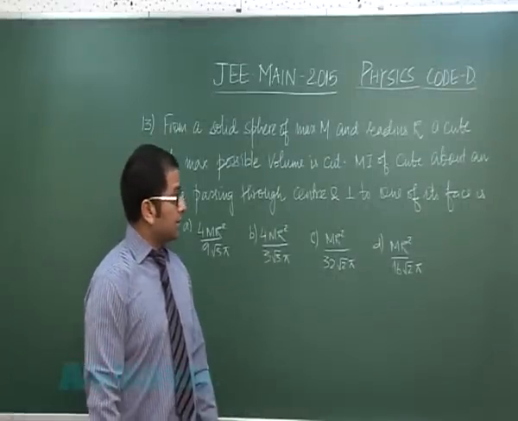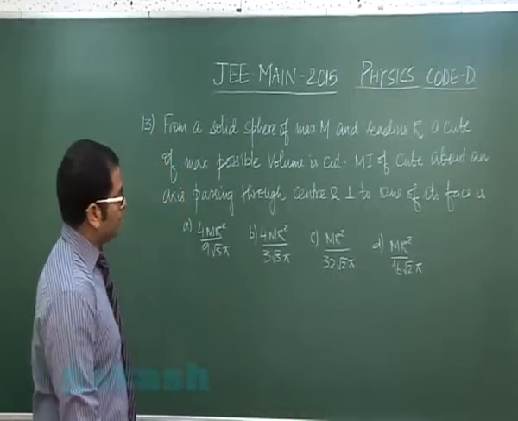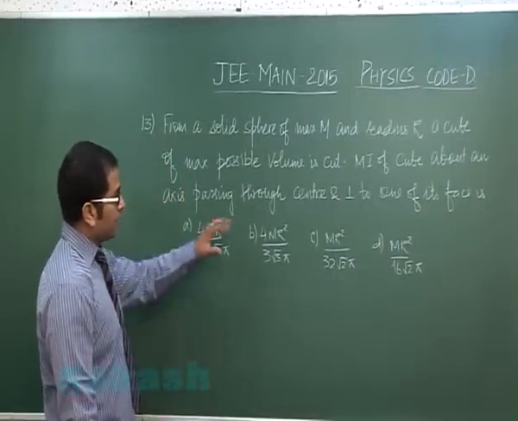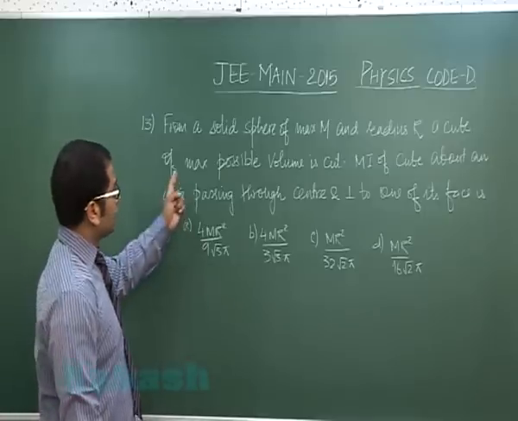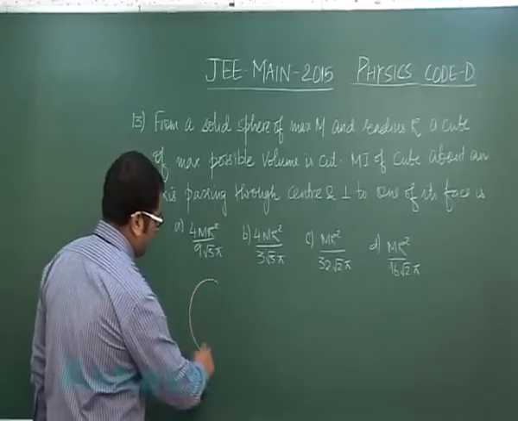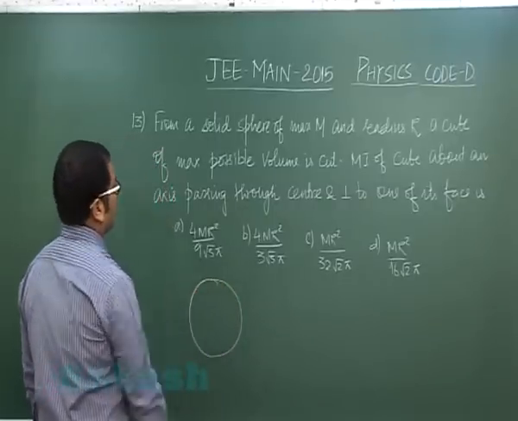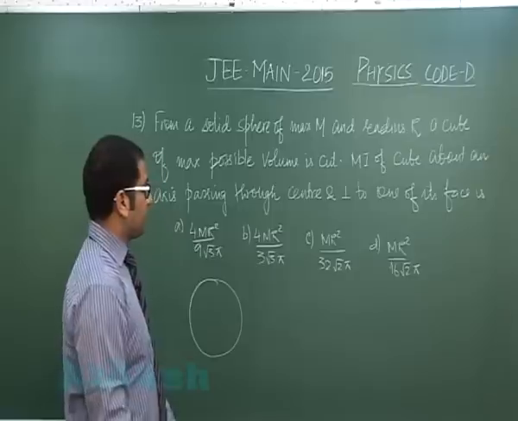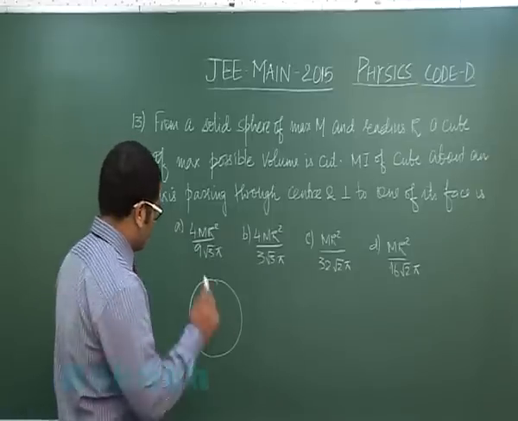Question number 13 is another beautiful format from rotational dynamics and related to moment of inertia. From a solid sphere of mass m and radius r, a cube of maximum possible volume is cut. So that goes a bit tricky.